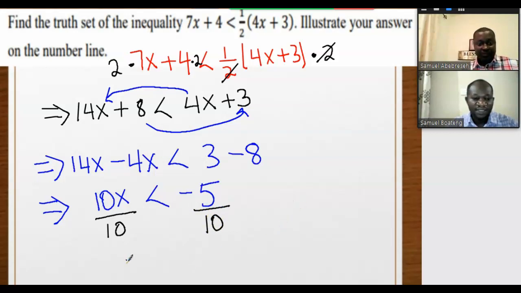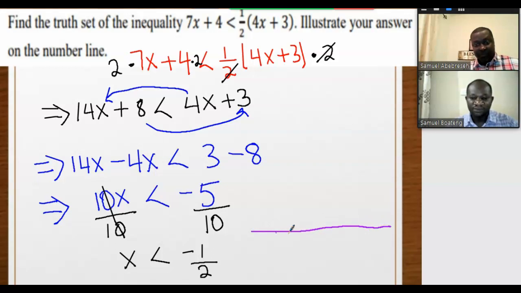Okay, on the left-hand side, the 10 will cancel 10, leaving x less than 5 divided by... 5 into... so minus 1 on 2. Yes. So the next part is to illustrate it on the number line. So yes, that's good.